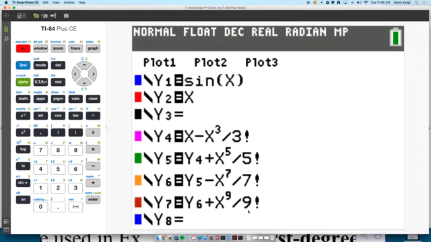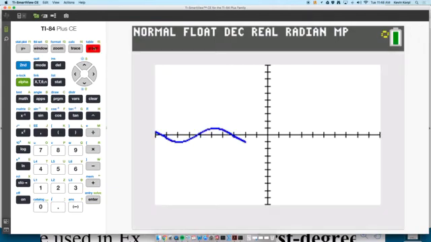We're counting by odds. Now, the other thing that's interesting to note is that the terms I keep adding alternate signs. Right? So it's minus, plus, minus, plus. That's a pattern that you're going to memorize, and I'll show you where these terms come from shortly. But if I hit graph, here's what we see.